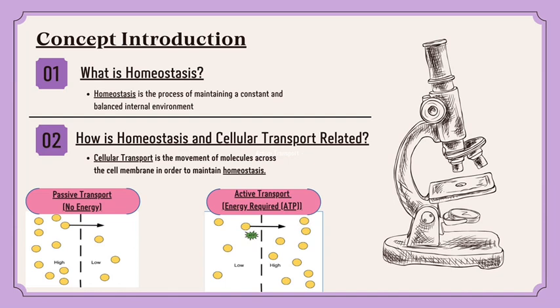There is the passive transport and there's the active transport. For the passive transport, as you can see, it has no energy and it begins in a high concentrated area and moves into the low concentrated area. However, the active transport begins in a low concentrated area and requires ATP, which is energy, to move into a highly concentrated area.